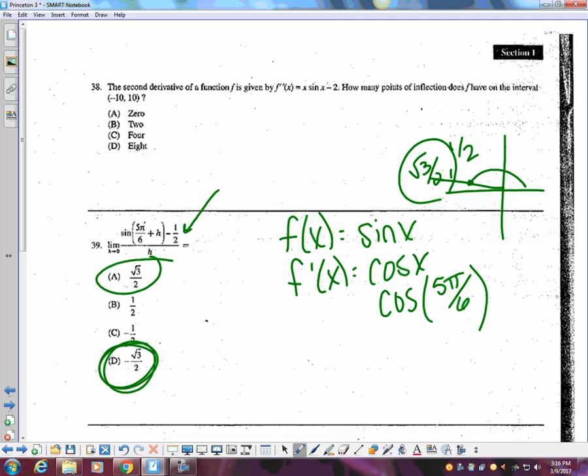What is he doing? Like, I thought it was... Why is that not f of x? F of x is sine, right? Sine of 5 pi over 6 is 1/2. They just already cleaned that up to mess with you. That's it. That's it.